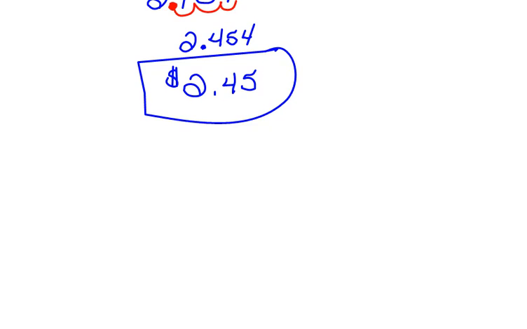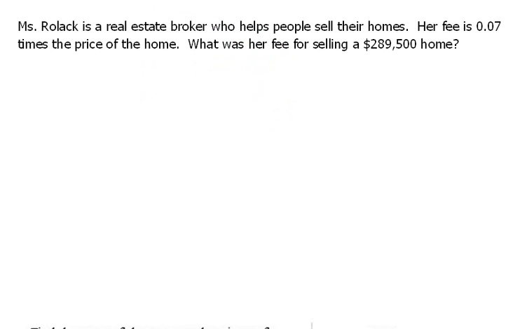Let's do another one. This one says Ms. Rolak is a real estate broker who helps people sell their homes. Her fee is 0.07 times the price of the home. What was her fee for selling a $289,500 home? Well, actually this is very typical. Generally your real estate agents charge anywhere from 4 to 7% of the home price, and that's exactly what this is. We're just doing it in the decimal form.